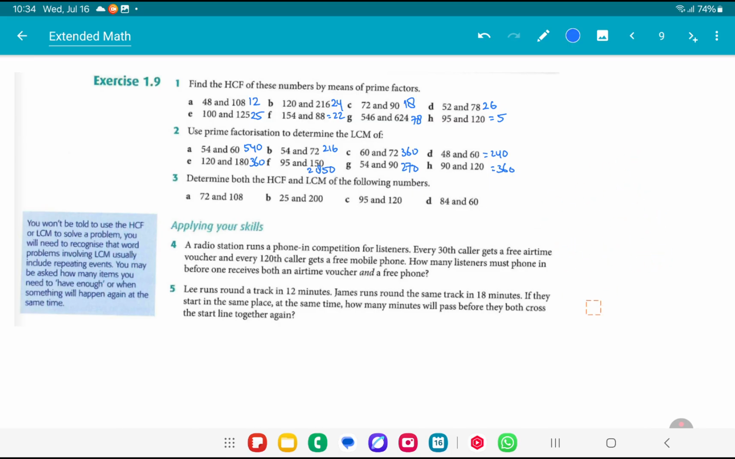We continue with question number 3. Determine both the HCF and LCM for the following numbers: 72, 2 and 36, 2 and 18, 2 and 9, 3 and 3. We write it down as 2 cubed times 3 squared. 108: 2 and 54, 2 and 27, 3 and 9, 3 and 3. So 2 squared times 3 cubed. For the HCF, highest common factor, we have 2 squared and 3 squared. So we got 36.